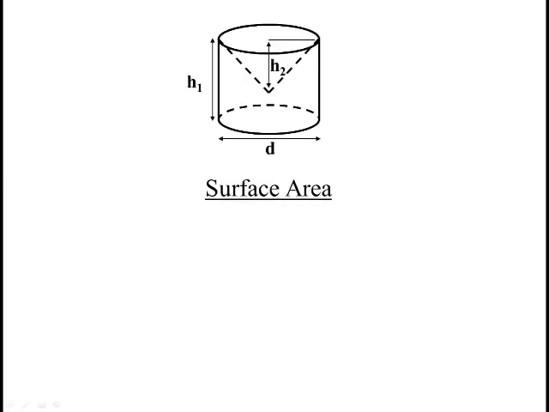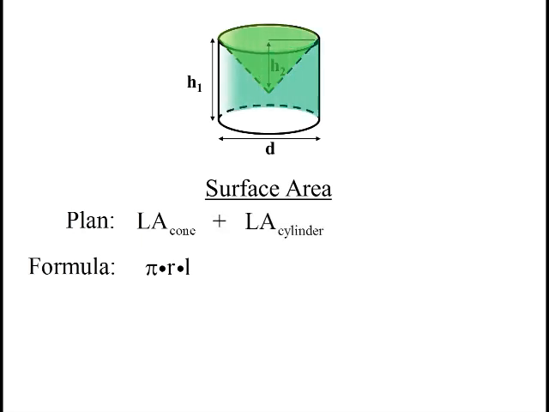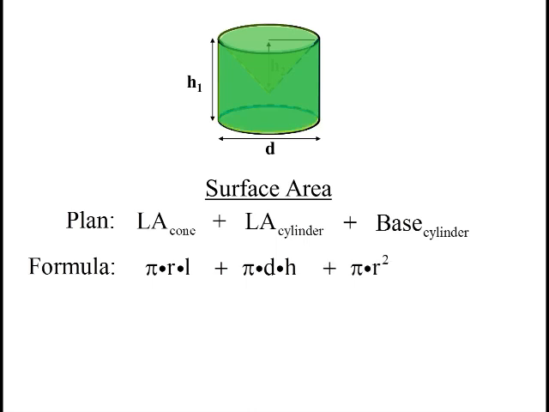Okay, this figure is a cylinder with a cone cut out of the top of it. So as far as surface area, I'm going to have to find the lateral area of the cone. That's exposed. Also, that's pi rl. The lateral area of the cylinder, pi dh, that's exposed. And then the bottom of the cylinder. Those are my 3 main surfaces.